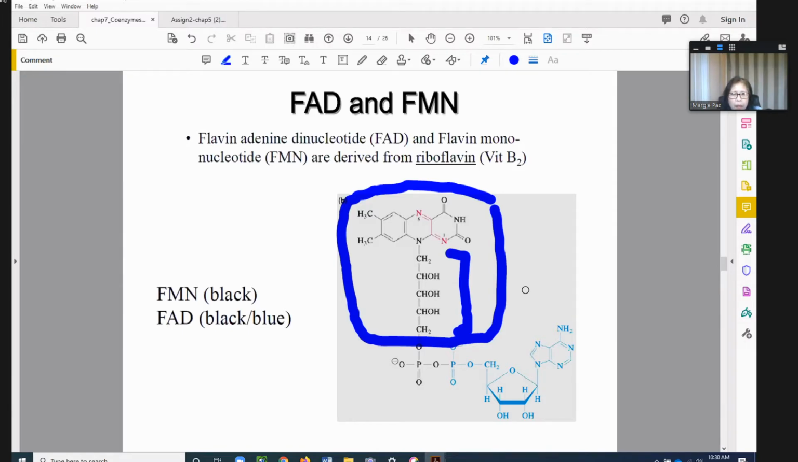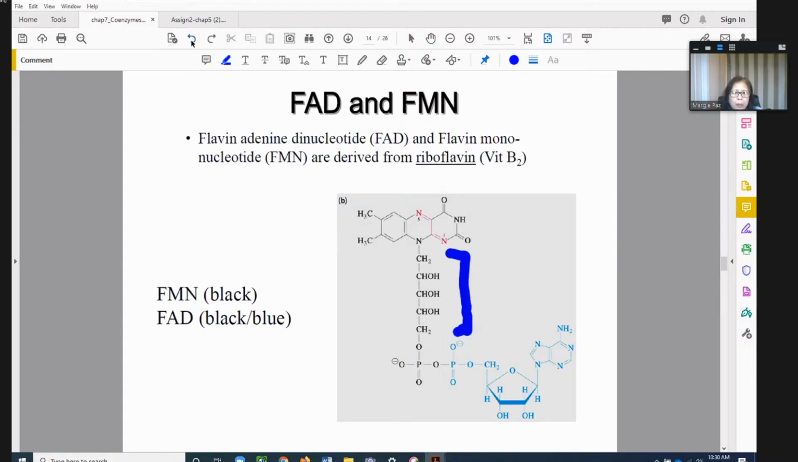FMN then, flavin mononucleotide, is a phosphorylated riboflavin. The structure that is highlighted in black, that is flavin mononucleotide. So it consists of the precursor vitamin B2, which is then phosphorylated.